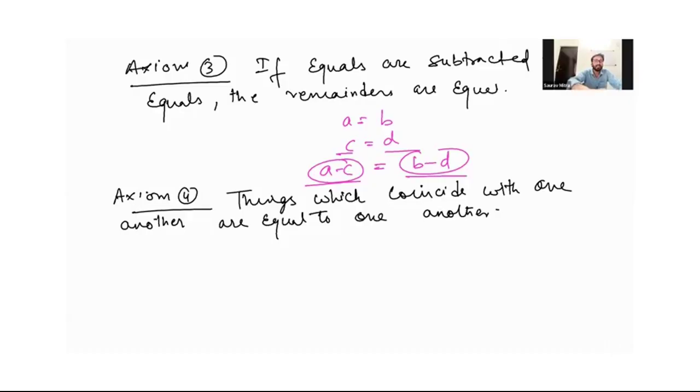See, things which coincide with one another, coincide means just completely overlapping, completely fit. So if I say this is one red line, and if I draw another line over here only, these two lines are coinciding with each other. They are exactly fitting each other. So when things are coinciding with each other, they are equal. Since on this red line I drew a yellow line of the same length, that means they both are equal. So this is your axiom 4. Things which coincide with one another are equal to each other in every aspect.